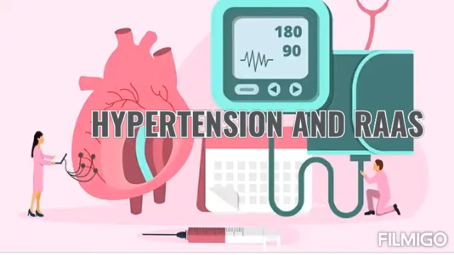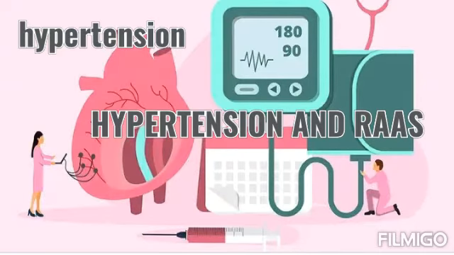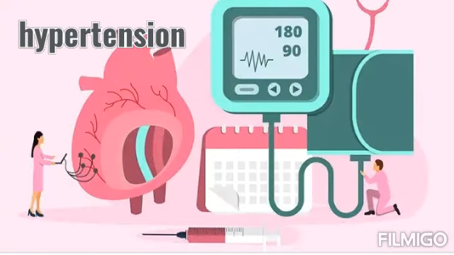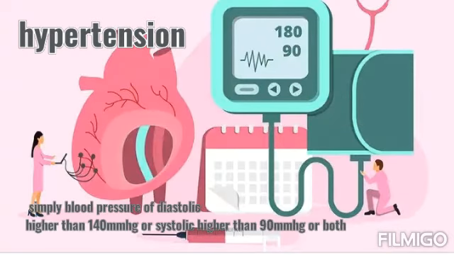Okay, hypertension and RAAS. What is hypertension actually? It is a medical condition in which the heart pumps blood at a higher pressure against the blood vessels. That's what we're talking about. It can simply be put as a blood pressure of diastolic higher than 140 millimeters of mercury or systolic higher than 90 millimeters of mercury, or even both.